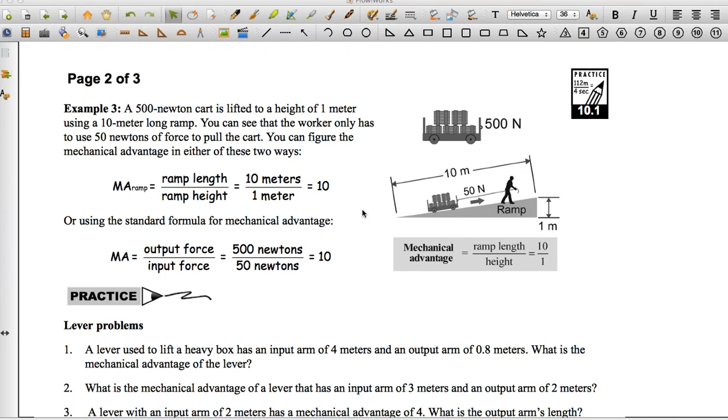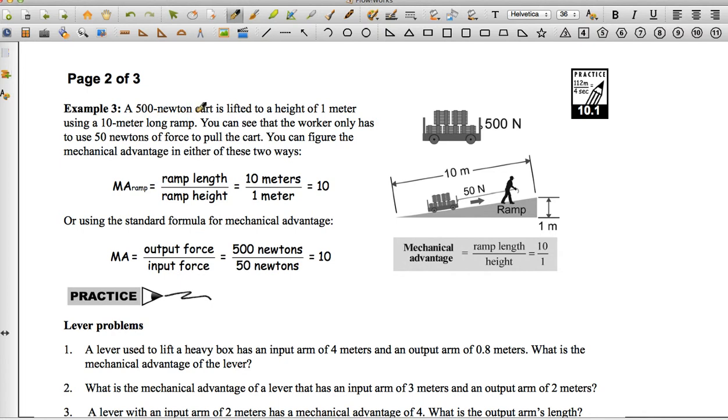So in the last video, we talked about using the input distance over output distance, the mechanical advantage, ID over OD, to figure out what the mechanical advantage of a machine is, okay? But the other way we talked about is output force divided by input force. So what we're going to do is look at another inclined plane and show you how both of these will get you the same result, okay?